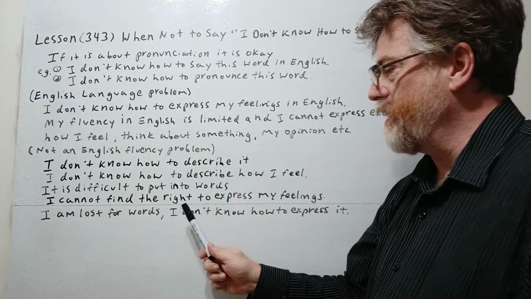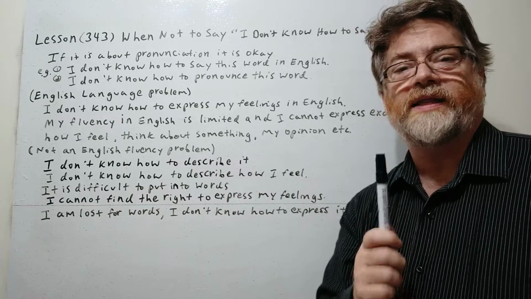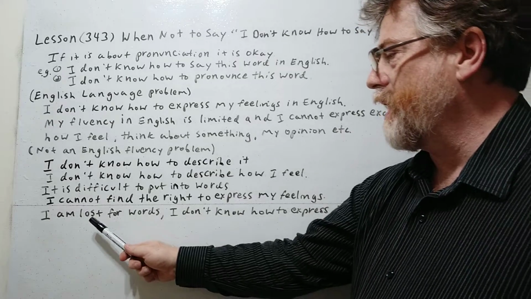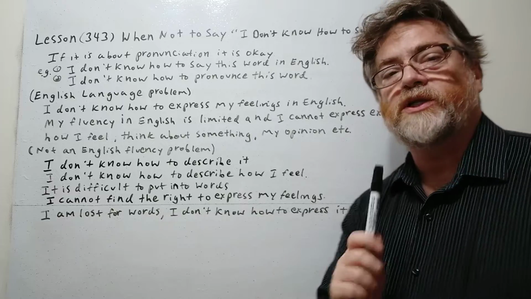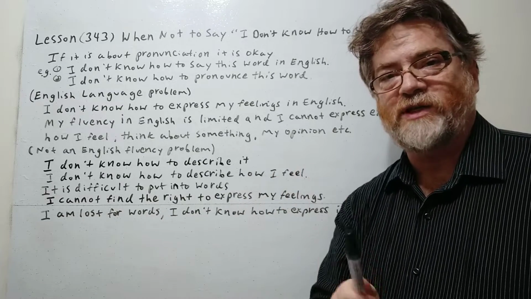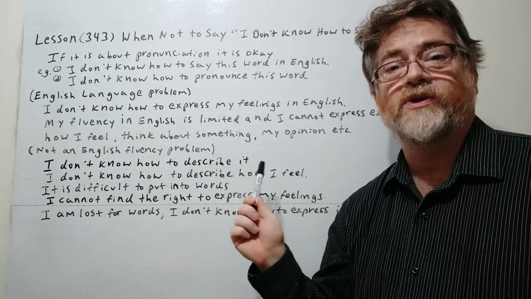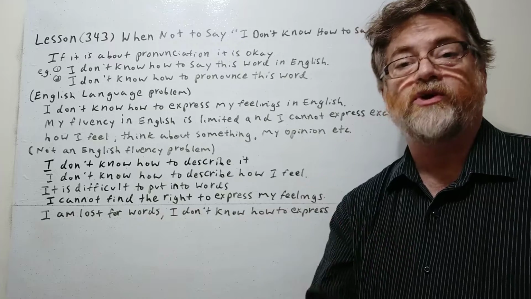All right, let's look at the next one. I cannot find the words to express my feelings. That's what you should say. Or I am lost for words. I don't know how to express it. Rather than just saying I don't know how to say this, in these sorts of situations, those are the ones you should use. These are good examples. These are good ways that you could express yourself.